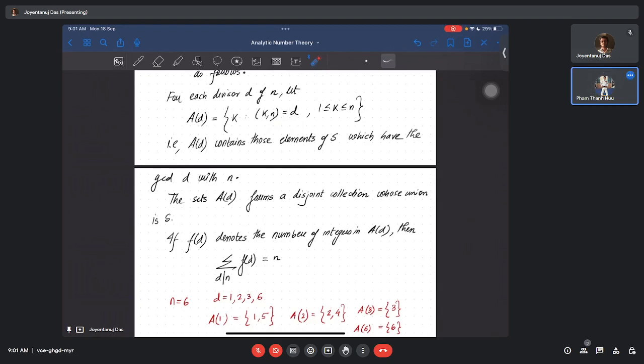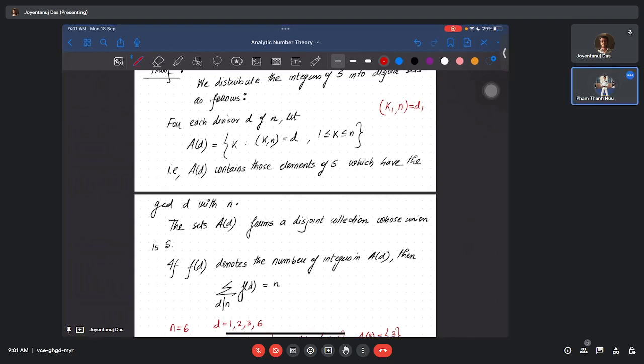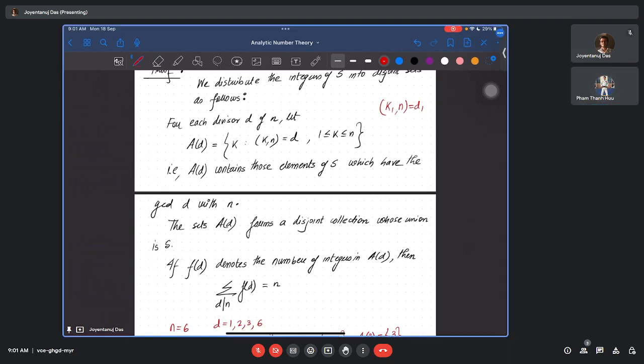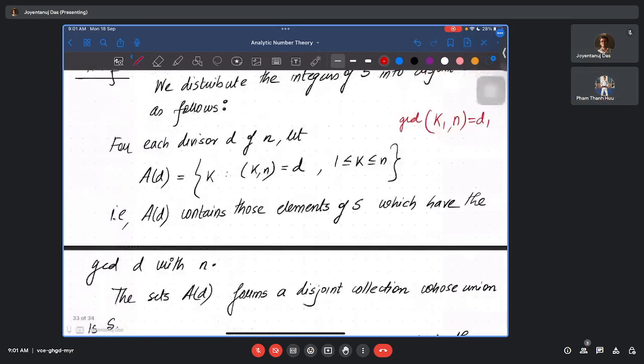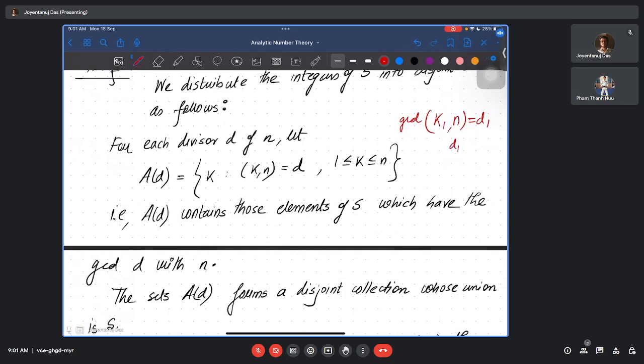Suppose k1 is missing, right? But what I have is k1 along with n, so there is some GCD. Suppose this GCD is d1, right? But d1 divides n, since it is the GCD.